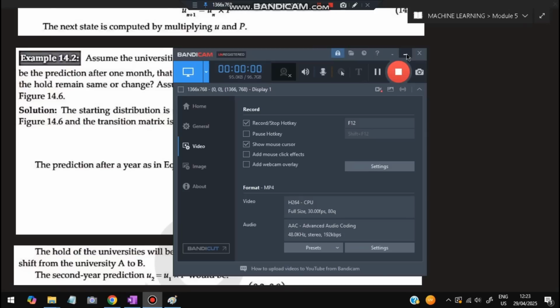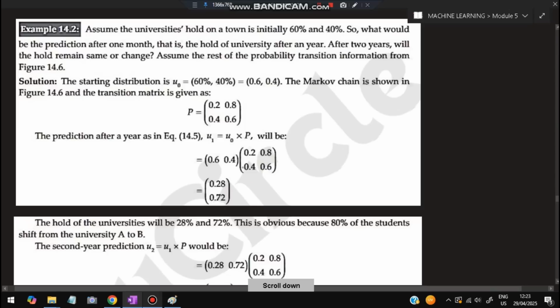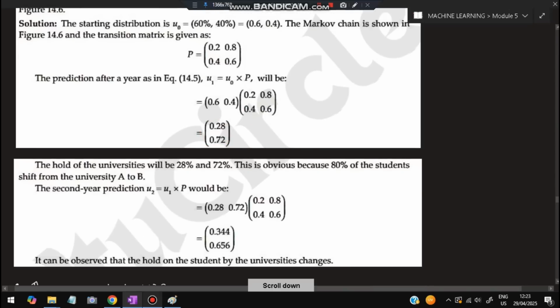And if we keep on doing this, next year also, 0.28 and 0.72 you'll have to multiply with the same values, 0.2, 0.8, 0.4, 0.6. You'll get 34% from university A to B, and from B to A 65% will be coming. So like that it is changing. It is observed that the hold of the university on the students changes. This is where the Markov chain is used, and this is an example of it.